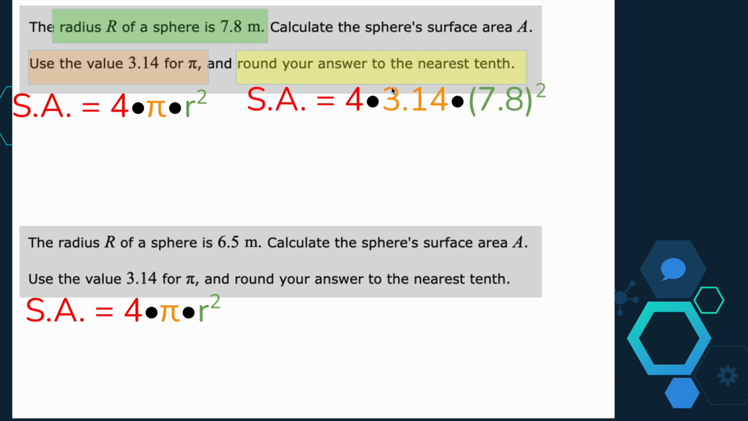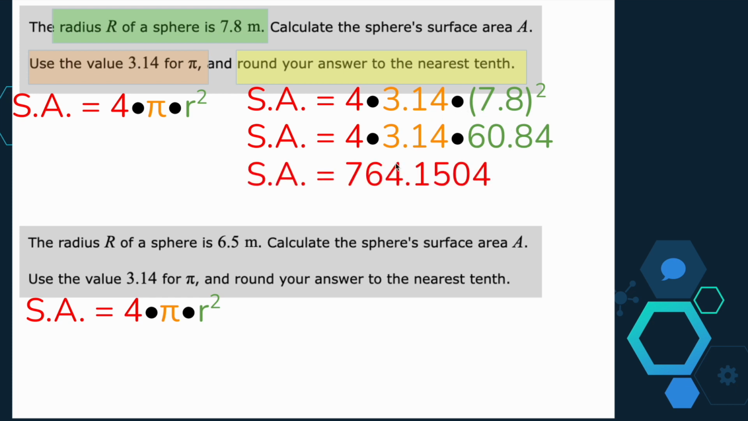So we have 4 times 3.14, because I'm changing that from pi to 3.14, and then 7.8 squared. So we're going to do the square first, because that's PEMDAS, right? That's our order of operations. We do exponents, and then we'll do multiplication or division. Okay, so now that we've done 7.8 times 7.8, we get 60.84. Now we're just going to simply multiply all these together. So 4 times 3.14 times 60.84.